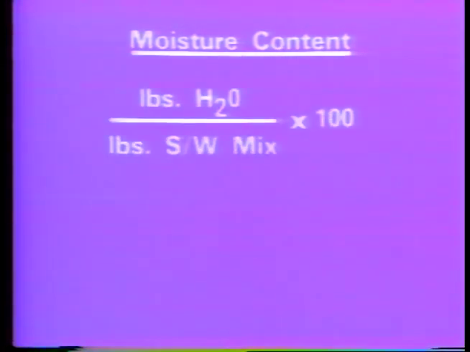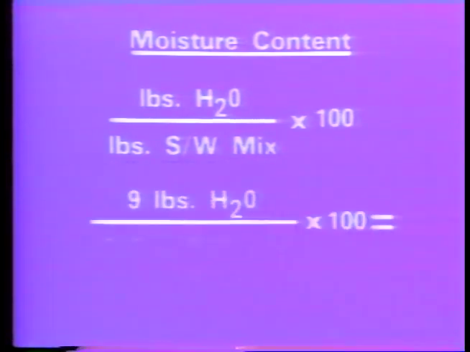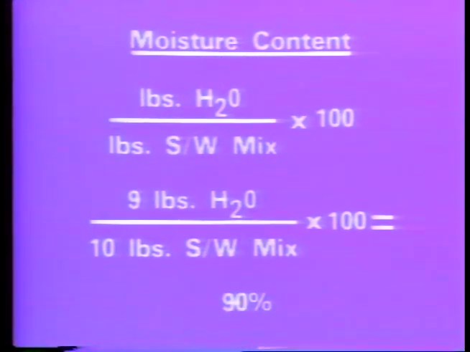The moisture content of the steam-water mixture is the number of pounds of water divided by the number of pounds of steam-water mixture multiplied by 100. So, if there were 10 pounds of a steam-water mixture and 9 pounds of it was water, the moisture content would be 9 divided by 10 times 100, which is 90%.